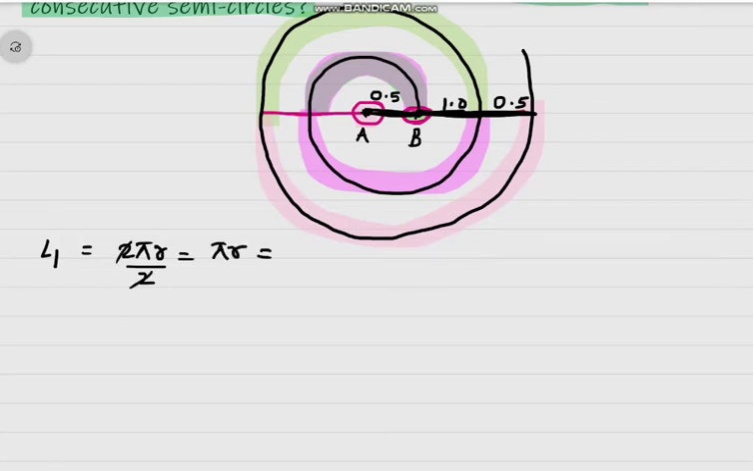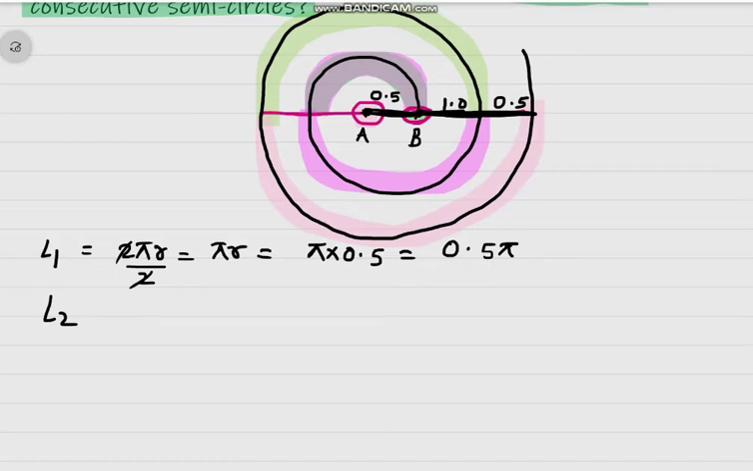Now what is your r here? Your r is 0.5, so pi into 0.5, that is 0.5 pi. This is the length of your first semicircle. Now what will be the length of the second semicircle?